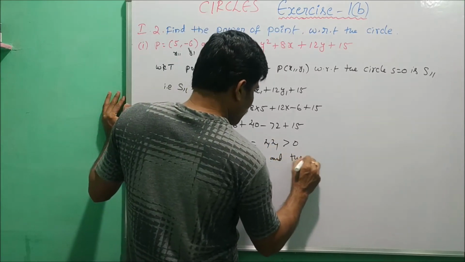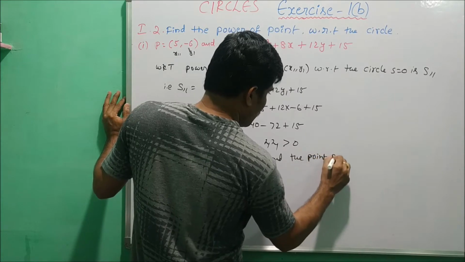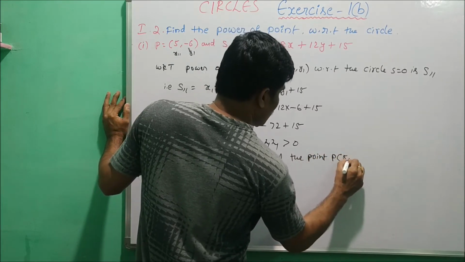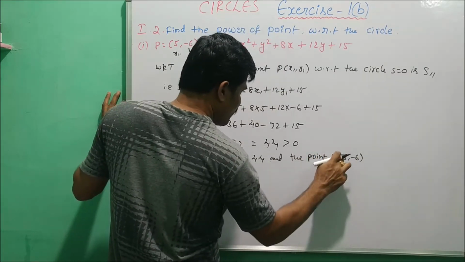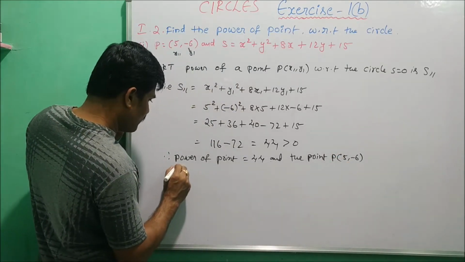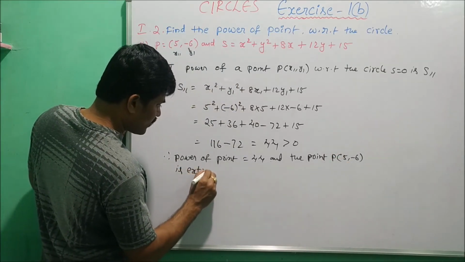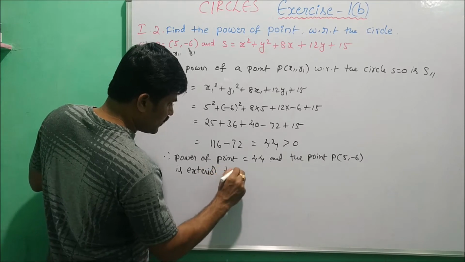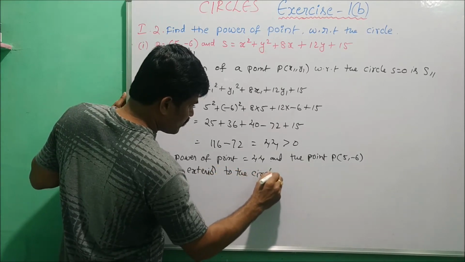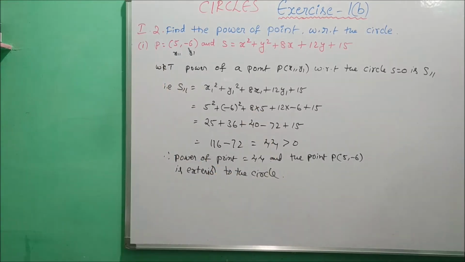The point P(5, minus 6) is exterior to the circle. So this is the solution for this question.